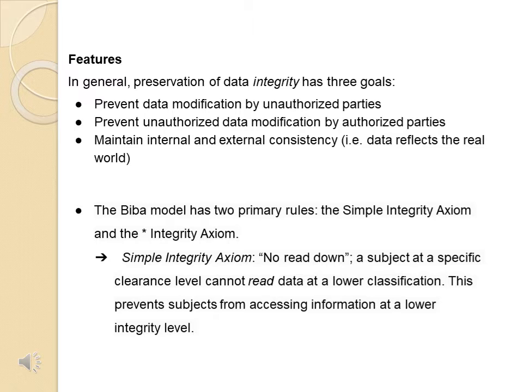Next, the Biba model has two primary rules: the simple integrity axiom and the star integrity axiom. First, the simple integrity axiom, in which the simple rule is no read down. A subject at a specific clearance level cannot read data at a lower level than it. This prevents a subject from accessing information at a lower integrity level.